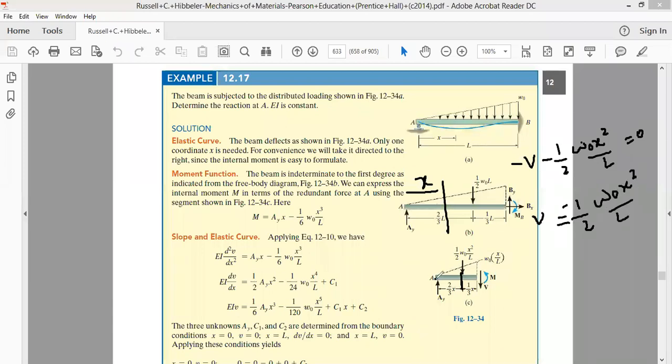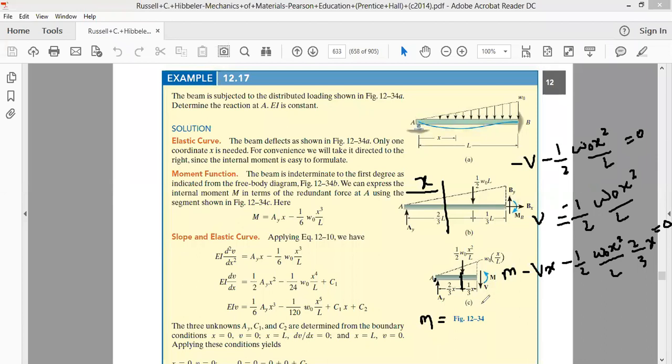Now taking moments about an axis passing through point A, we have the moment M, which is anti-clockwise, and we take this as positive. The moment because of this V is trying to rotate it clockwise, therefore we'll write this as minus V into x. And the moment because of the 1/2 W naught x square by L, which acts at a distance of 2/3 of x. The summation of all these moments has to be equal to 0.